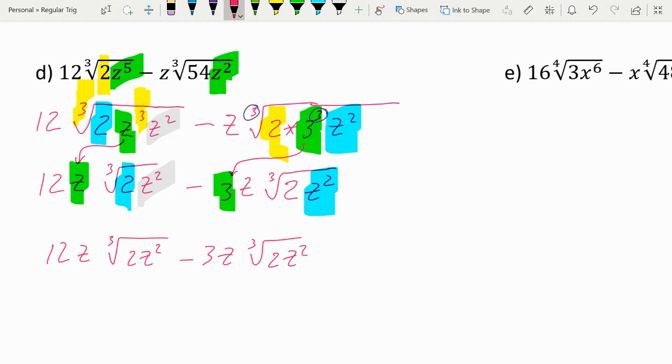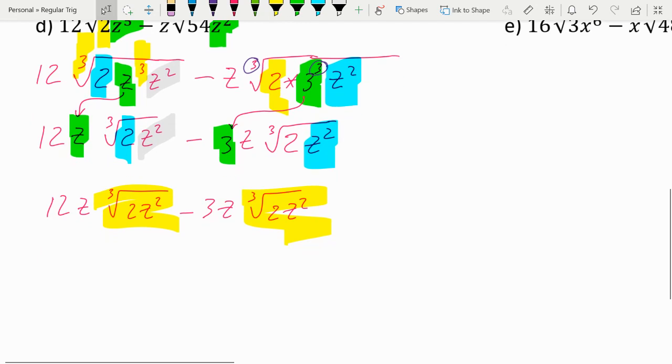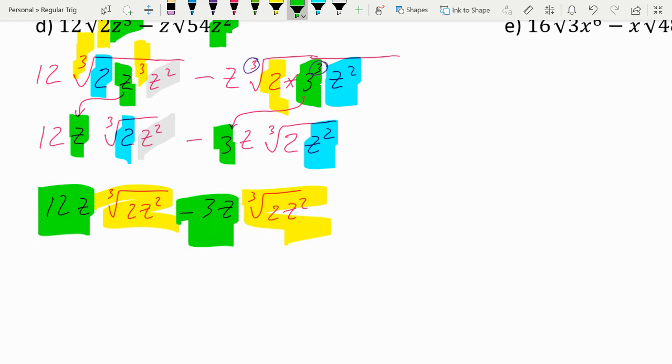Now, what do you notice? The very first thing I noticed is this and this are exactly the same. That's what we want. We want those things to be the same. So now what am I going to do? Because those two radicals were the same, I'm just going to combine 12z minus 3z. Those are like terms. I can combine those together. So 12 minus 3 gives me 9z, and then the third root of 2z squared.